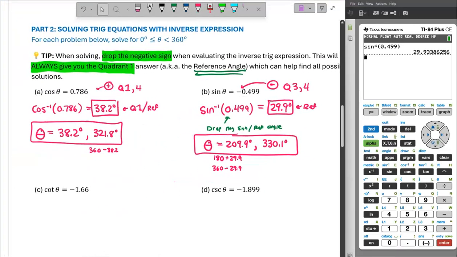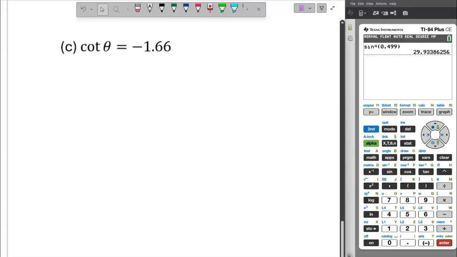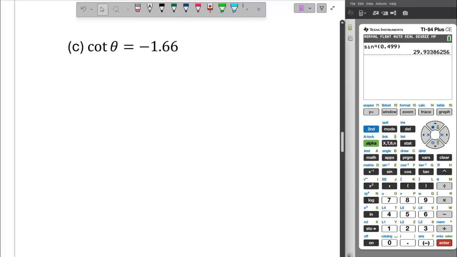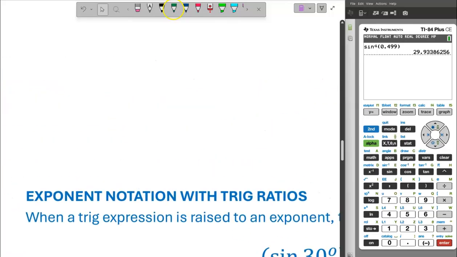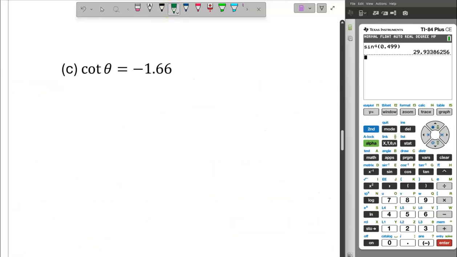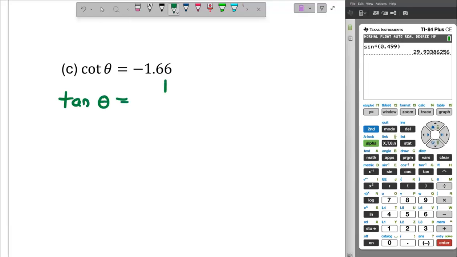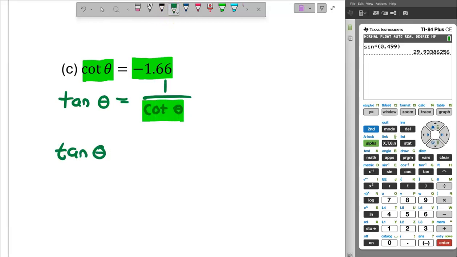Now, the final thing we have to talk about in this video is what to do when you have a reciprocal ratio, like cotangent. So just as a reminder here, cotangent is the reciprocal of tangent. So what I want to do is write a tangent equation instead. And I know that tangent is 1 over the cotangent of theta. Well, guess what? I know the cotangent of theta is equal to negative 1.66, which is what I'm going to write here. So my tangent equation that I'm going to use will be tangent of theta equals 1 over, and since I know what the ratio is, I'm going to write that ratio in my denominator, okay?